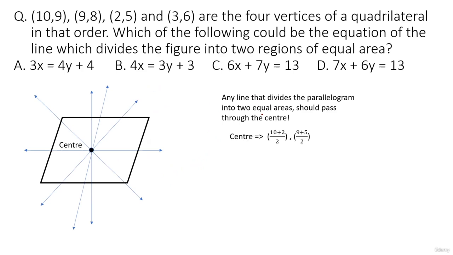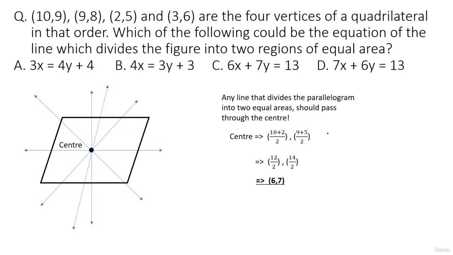That's all. Now what do we have to do? We have to take any two opposite points. You can take (10, 9) and (2, 5) for simplicity and find the midpoint. Their midpoint is nothing but the center here. You can take any pair of opposite points; the midpoint will be the point of intersection of the two diagonals. I'm considering (10, 9) and (2, 5). By the midpoint formula, the center will be (10 plus 2) divided by 2, and the y coordinate will be (9 plus 5) upon 2. Solving this, you get the center coordinates as (6, 7).